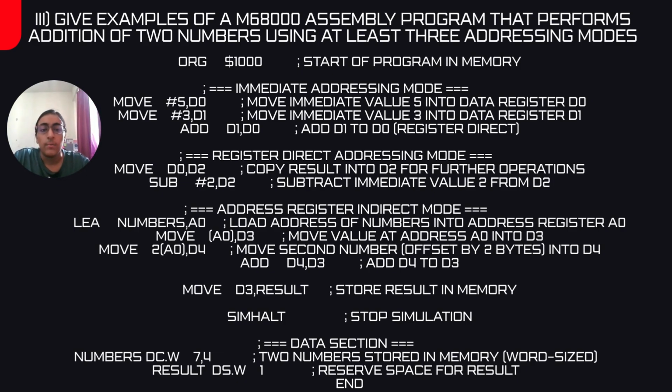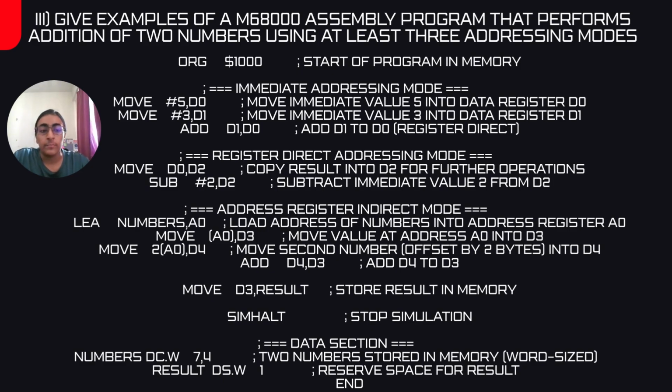Then we're going to go to address register indirect mode. For this part, the address in A0 will collect your data, and we move it into A0, MOVE (A0),D3. So MOVE (A0),D3 will get your first number, and MOVE (A0),D4 will get your second, and your result will end up in D4, D3.